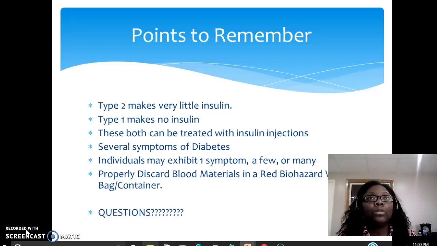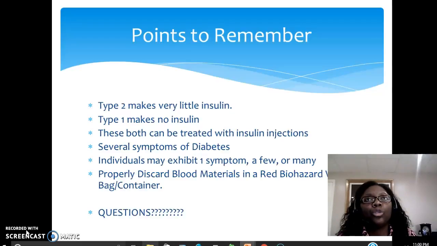There are several symptoms of diabetes. We've covered a lot of those, such as the fatigue and irritability, frequent urination, and individuals may exhibit one of those symptoms, a few, or many. There's no textbook case of how many symptoms an individual would exhibit.